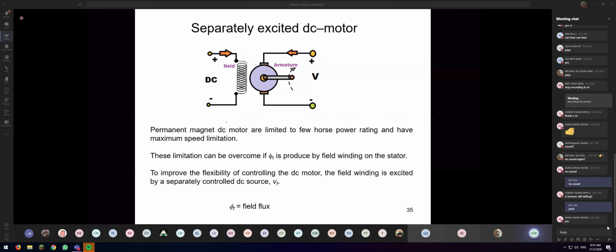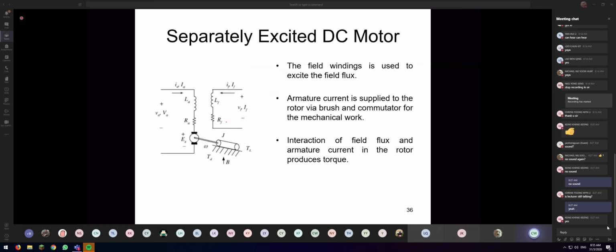So the separately excited DC motor has an adjustable field flux. In general, this is the equivalent circuit. You apply the field voltage across the field resistance, then you will generate the field current. Then it will induce on the armature, so it causes it to generate the torque and also generate the motion.